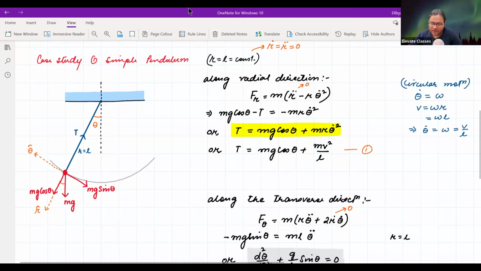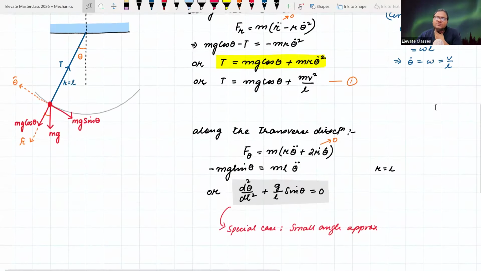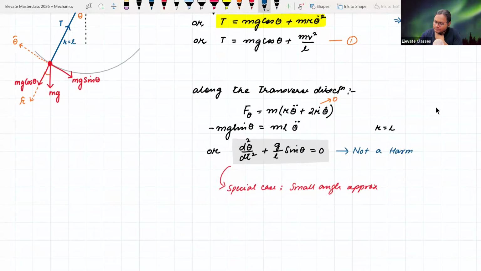ऑल राइट। नाउ इफ आई वांट टू अंडरस्टैंड कि ये क्या है इक्वेशन ऑफ मोशन, तो सारे पेंडुलम्स का जो ये एक इक्वेशन ऑफ मोशन होता है, बट द प्रॉब्लम इज दैट दिस इज not a harmonic oscillator.